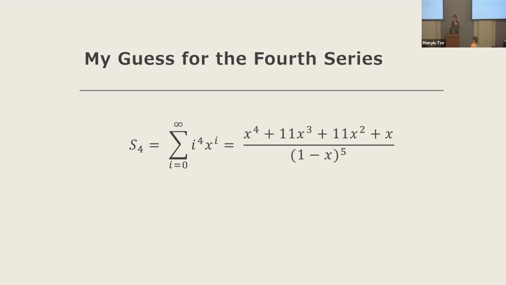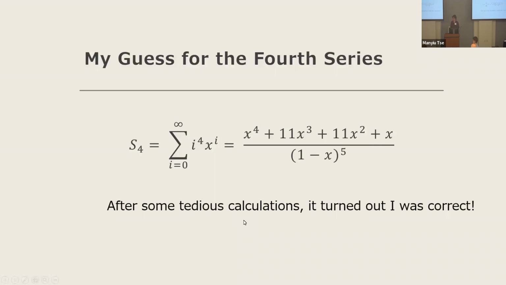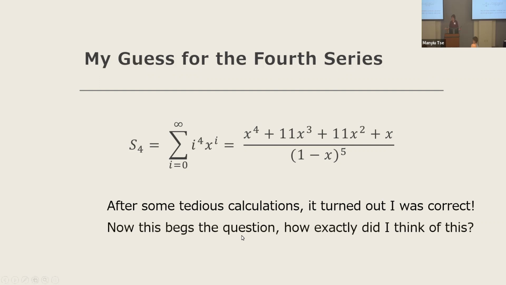And I guessed that it was x to the fourth plus 11x cubed plus 11x squared plus x over 1 minus x to the fifth. And through very tedious calculations by hand, it turned out it was correct. So I was really excited from this. But this begs the question, how did I think of this? What pattern did I notice?